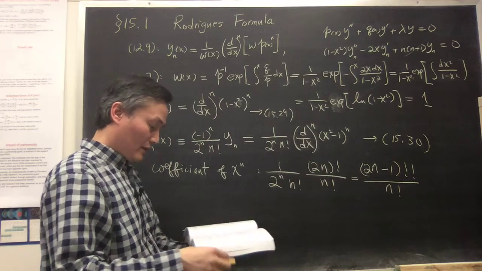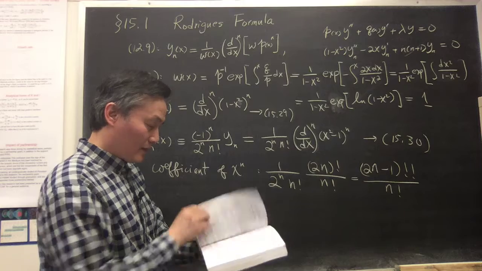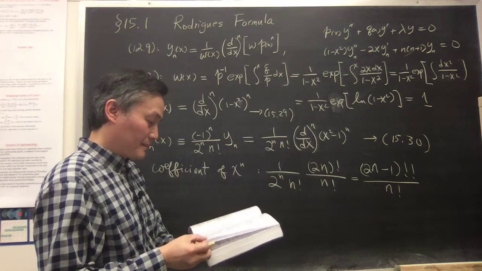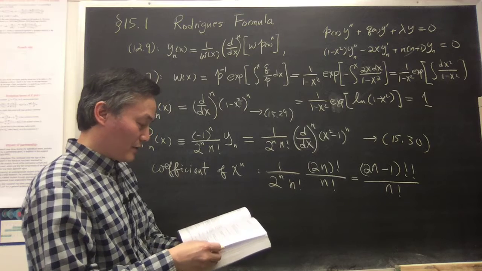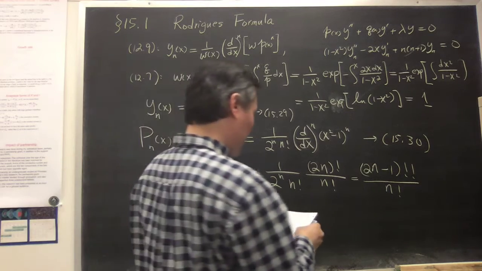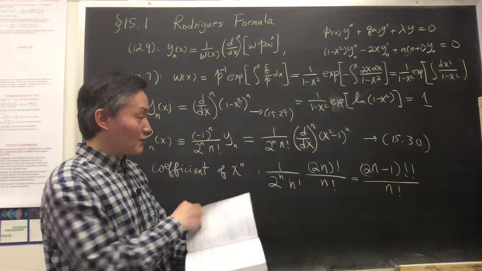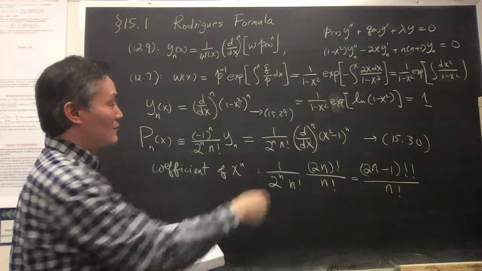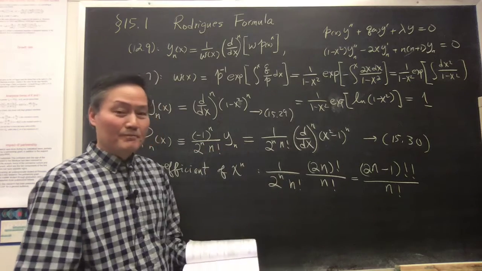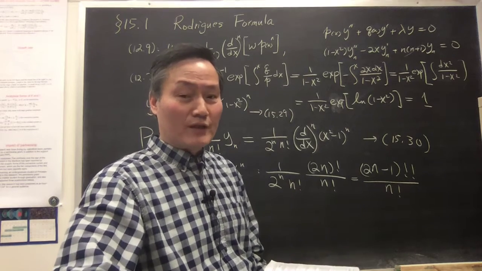Okay, and this is what we got from equation 15.13. Okay, this is by the generating function. We got the same coefficient. Okay, so that shows that this is the right definition of the Legendre polynomial using the conventional definition.